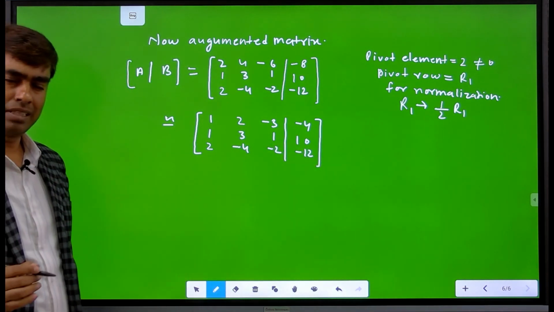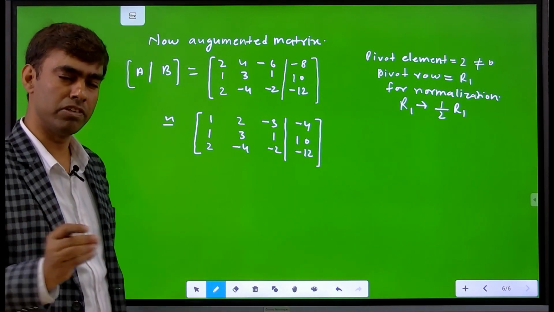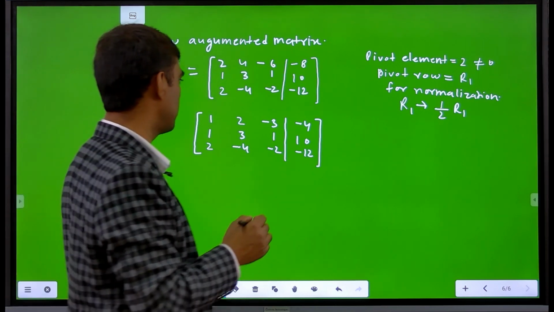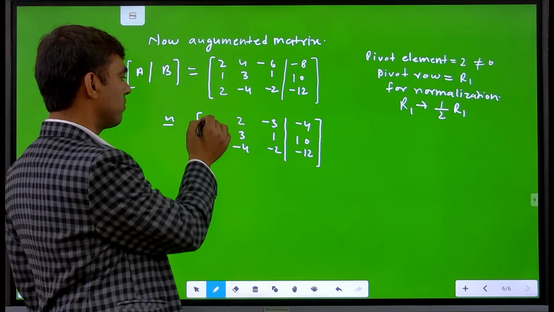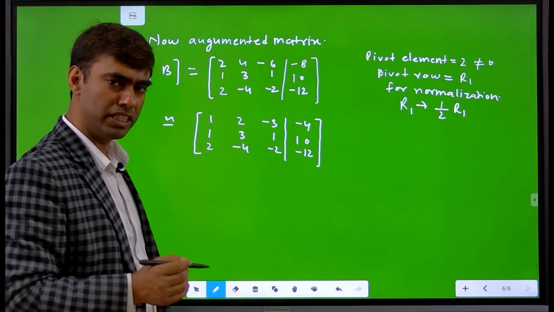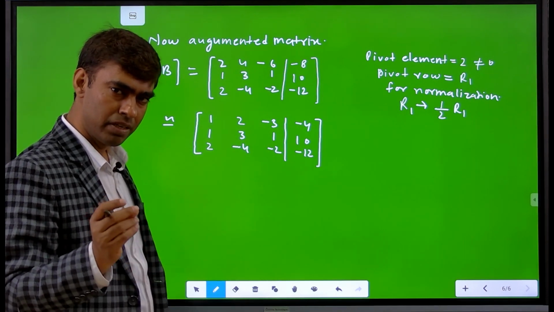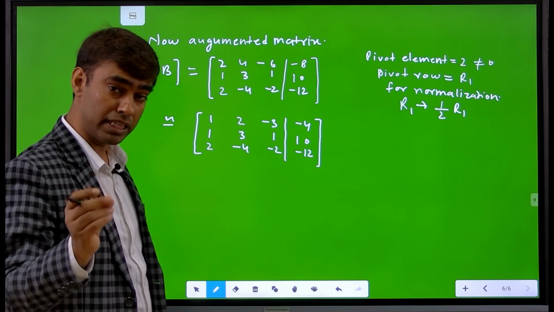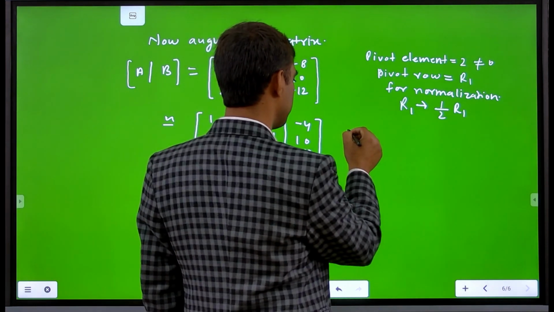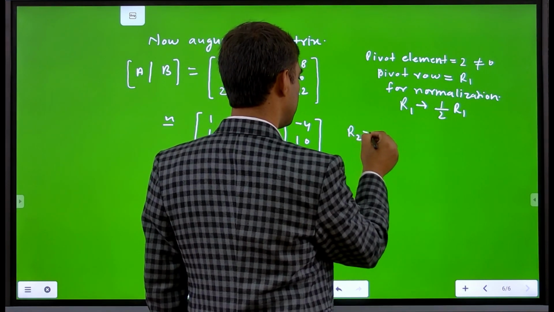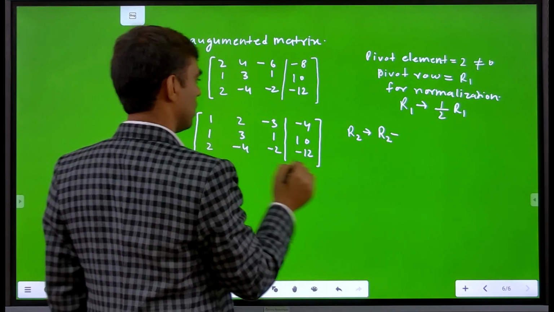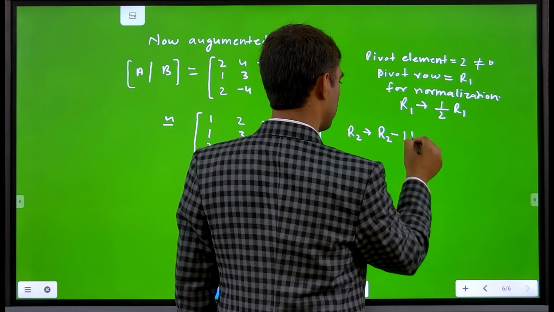Now, we perform the elimination of the first variable from the second and third equations. For the elimination, we use the pivot row to eliminate the coefficient of x1 in the second equation and the third equation. For this, we perform the operation R2 tends to R2 minus 1 times R1.